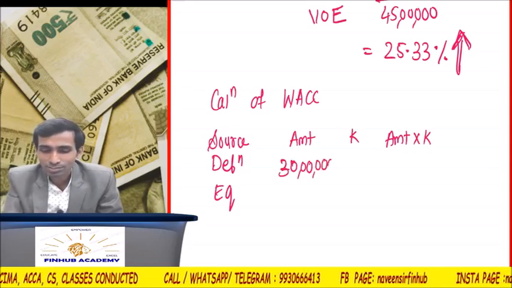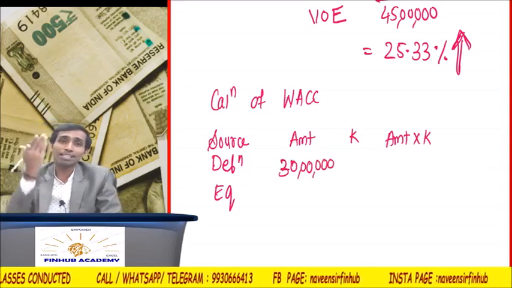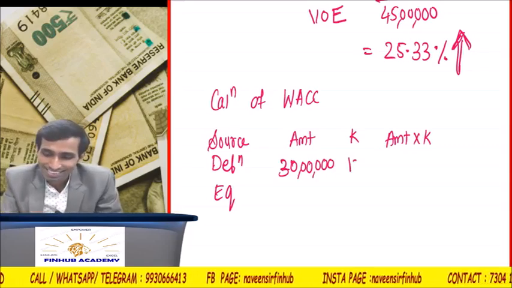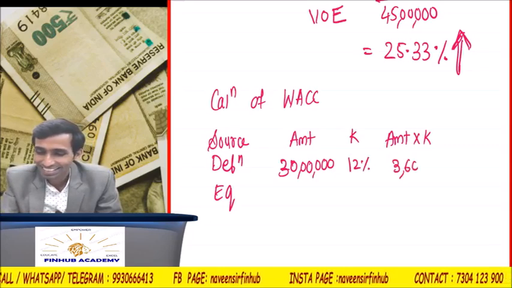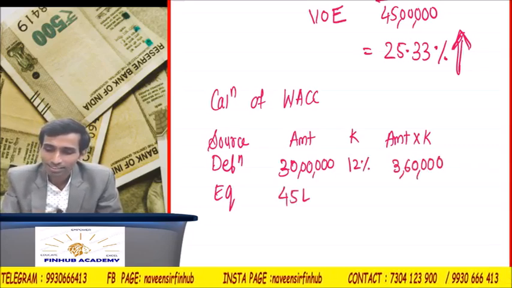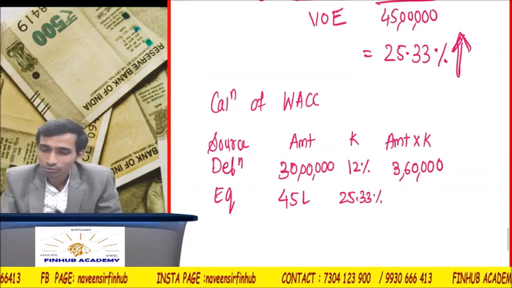30 lakhs. But see now, people have derived so many silly things. They have made so many assumptions. Still they are famous, and we are working so hard to be famous. Okay. 12 lakh, 3,60,000. 45 lakhs, 25.33% will be how much? 11,40,000.